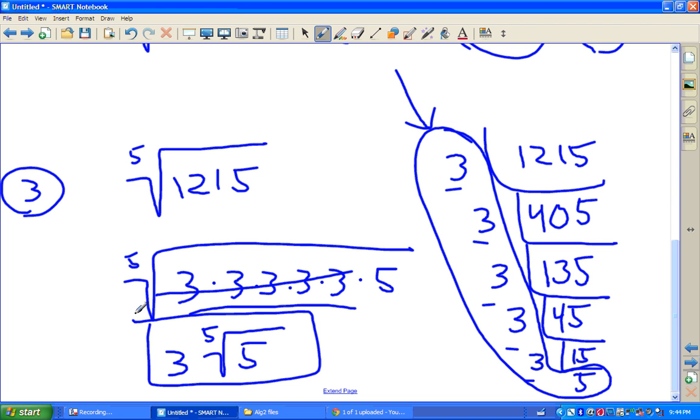Okay. Hope that some of those examples help you with this. That's a start on properties of exponents and properties of roots.